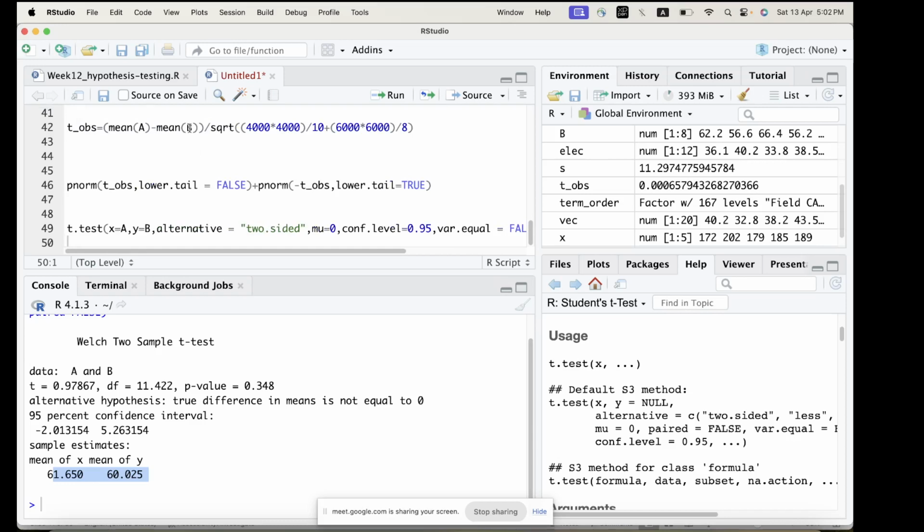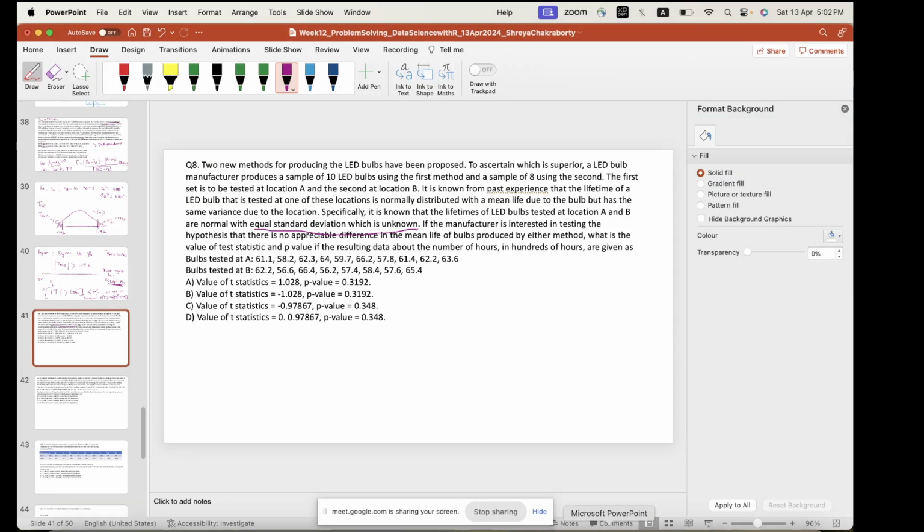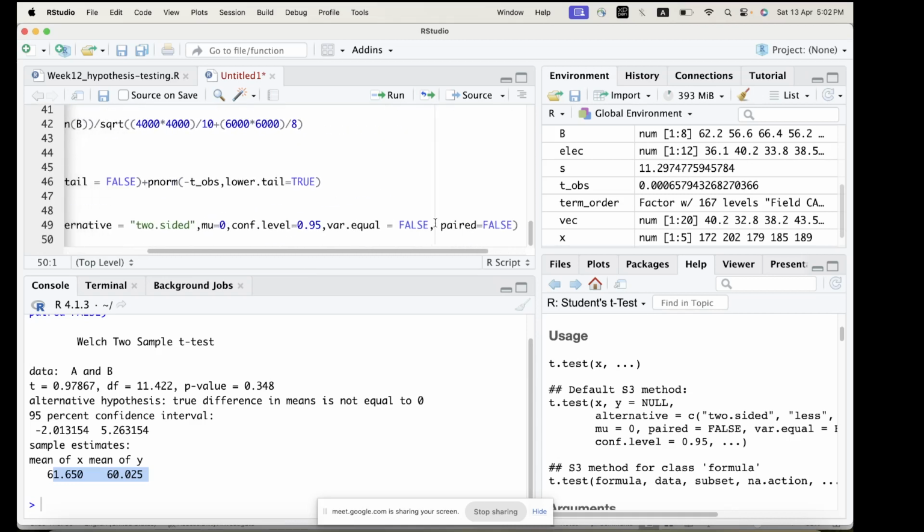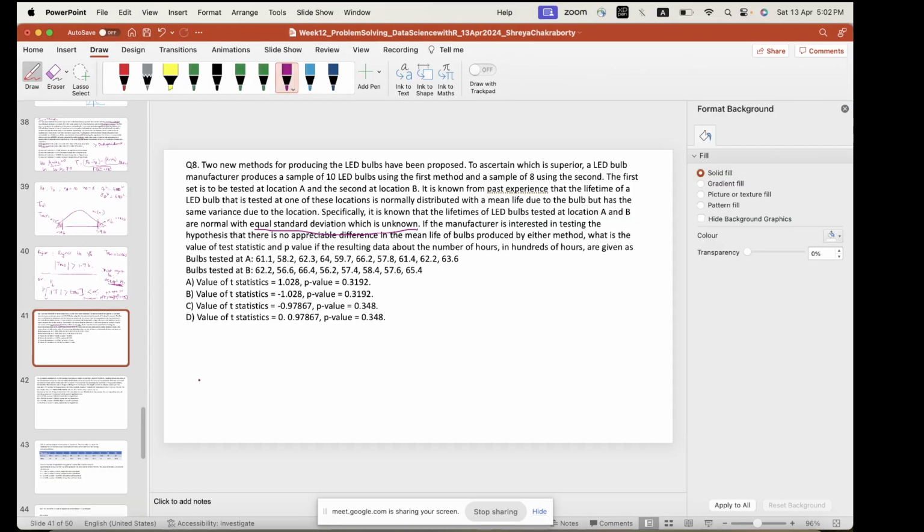So let us try and see if our estimate is also giving the same result or not. Equal standard deviation they have said, so var.equal equal to true. Yes, so df 16, t is 1.08, p value is 0.3192, so we are going to accept it. But let us find out whether it is matching with what we were thinking.